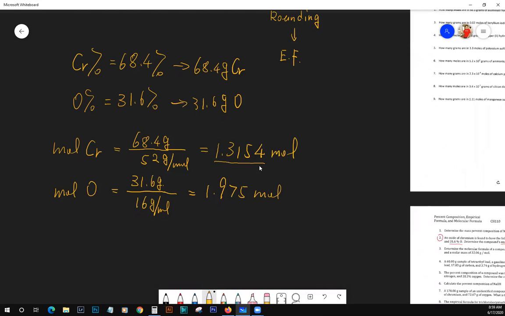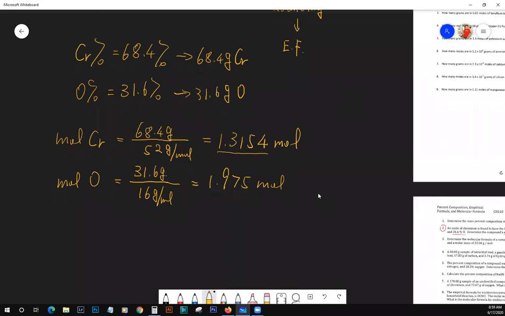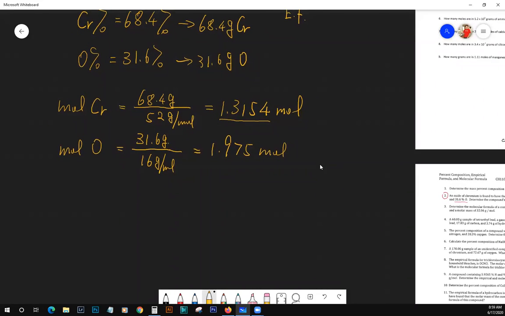Chromium has the smallest mole number. So for the two of them, we're going to divide by the chromium's smallest mole number, which is 1.3154. Now we have chromium divided by oxygen. We need to divide everything by chromium.